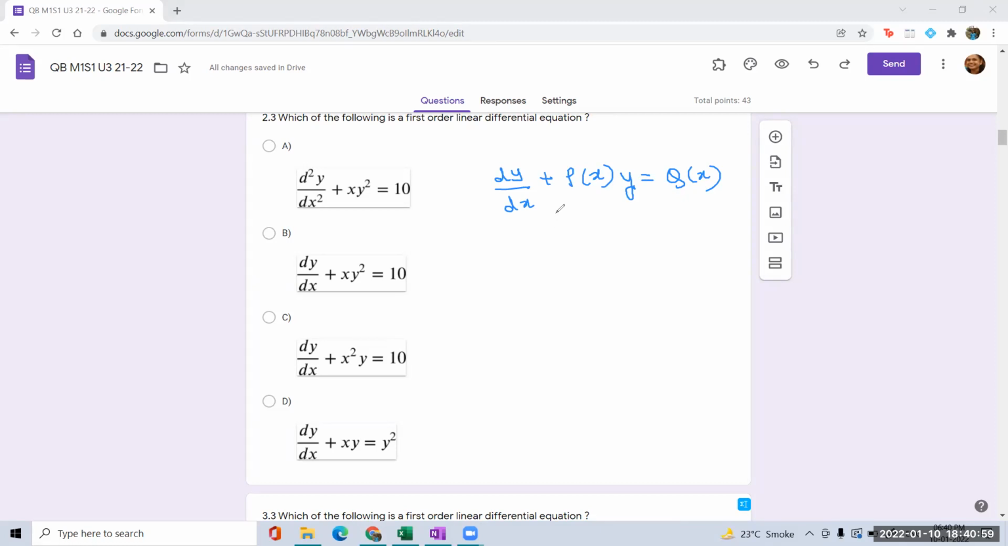So d2y/dx2, this term cannot be there, so this is not the answer. In the second option, you have y square, so this cannot be the answer. Again, in D, you have y square, so this cannot be the answer.